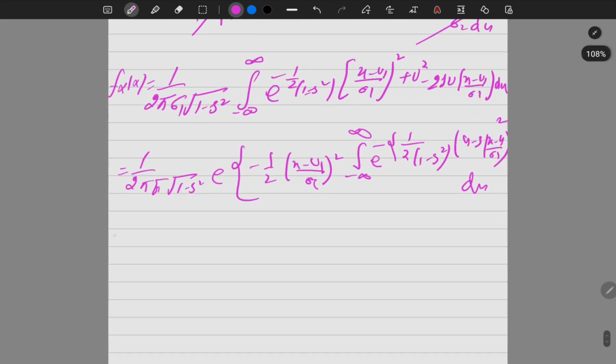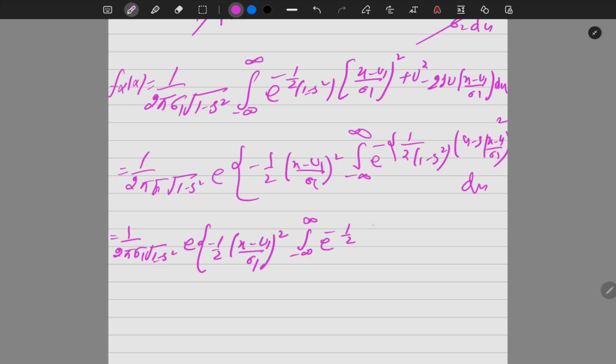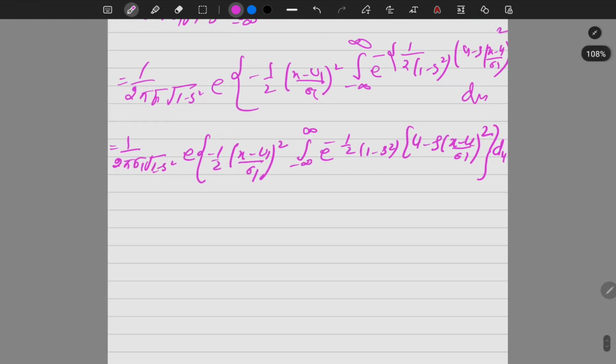So let me write it again: 1/2 pi sigma 1 square root of 1 minus rho square, e to the power minus 1/2 ((x minus mu 1) upon sigma 1) whole square, then from minus infinity to infinity, e to the power minus 1/2 (1 minus rho square), then (u minus rho (x minus mu) upon sigma 1) whole square, du, right?